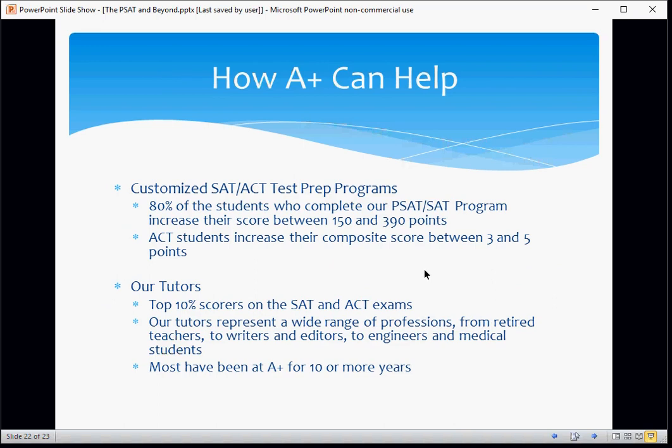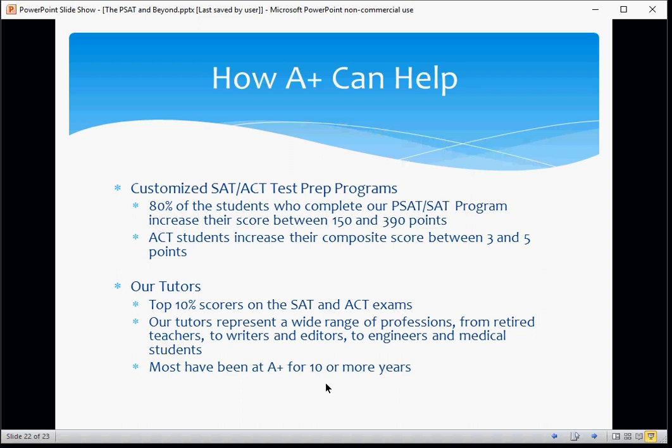In general, 80% of our students get somewhere between a 150 and 390 point improvement on the SAT. It's typically in this 150 point range. On the ACT, students generally increase the composite score between 3 and 5. That's on a different scale than the SAT. The maximum score on the ACT is 36.